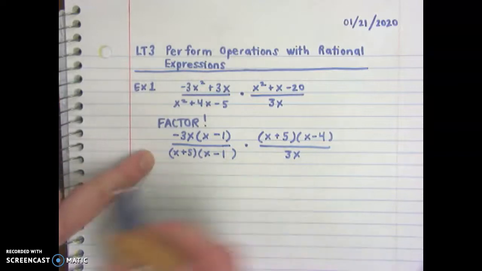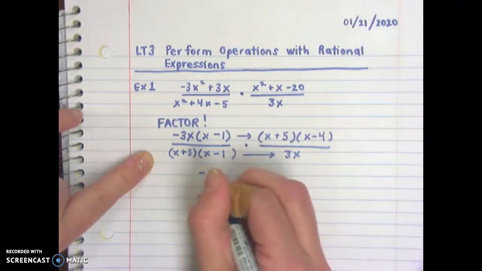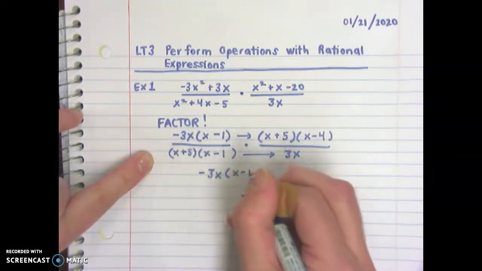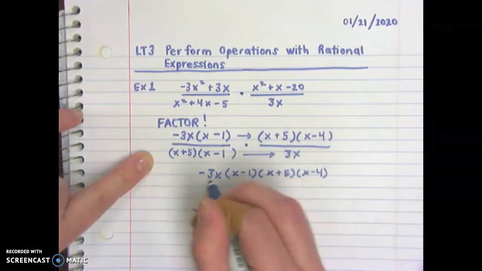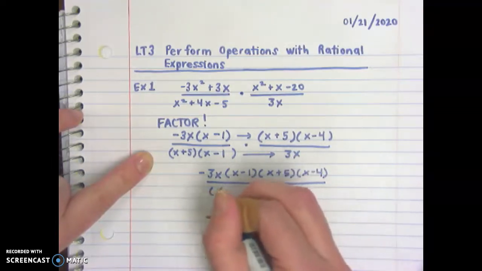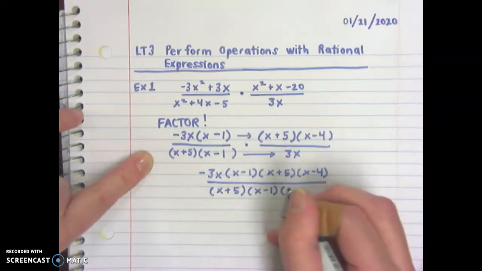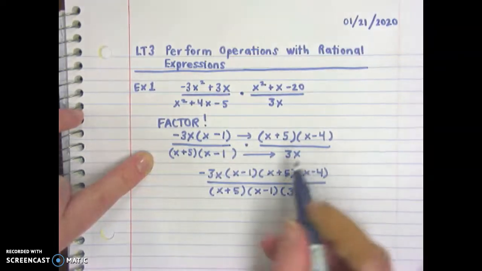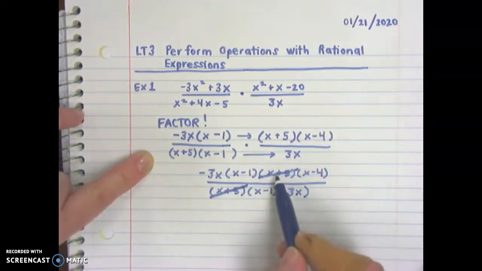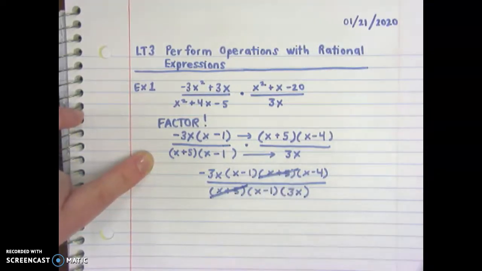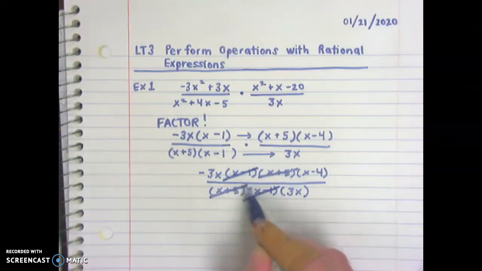Once I'm in factored form, I can multiply straight across, which essentially is just writing all the factors multiplied next to each other. And as I'm doing this step, I think about which factors I can simplify to 1. So I see x plus 5 and x plus 5. The reason I'm crossing them out is because x plus 5 divided by x plus 5 is 1. Same with x minus 1 divided by x minus 1. That simplifies to 1.